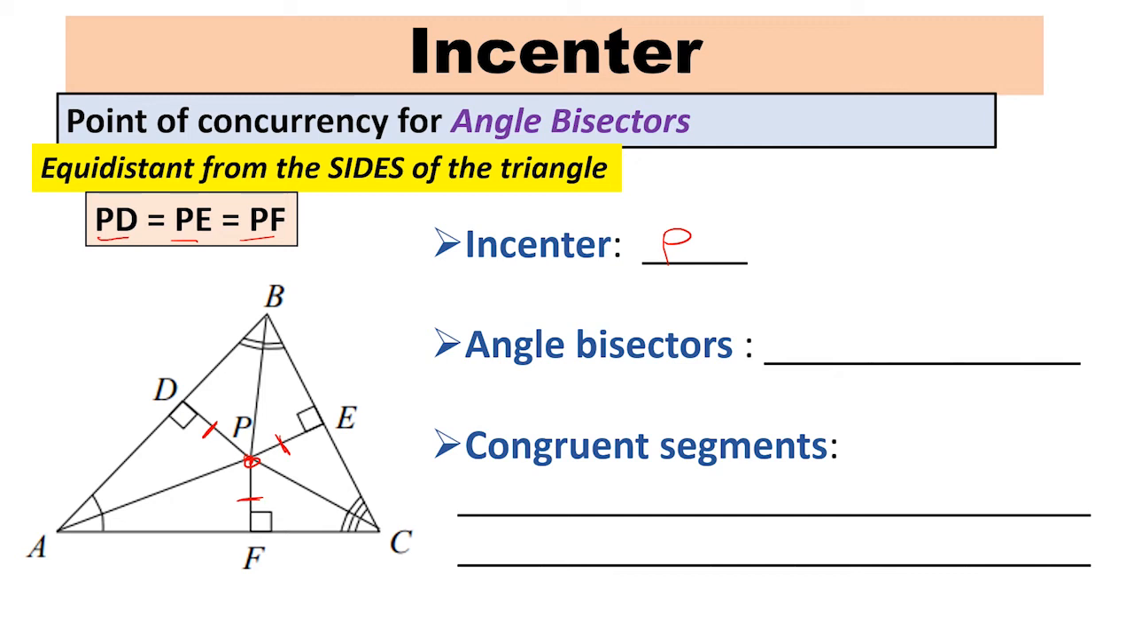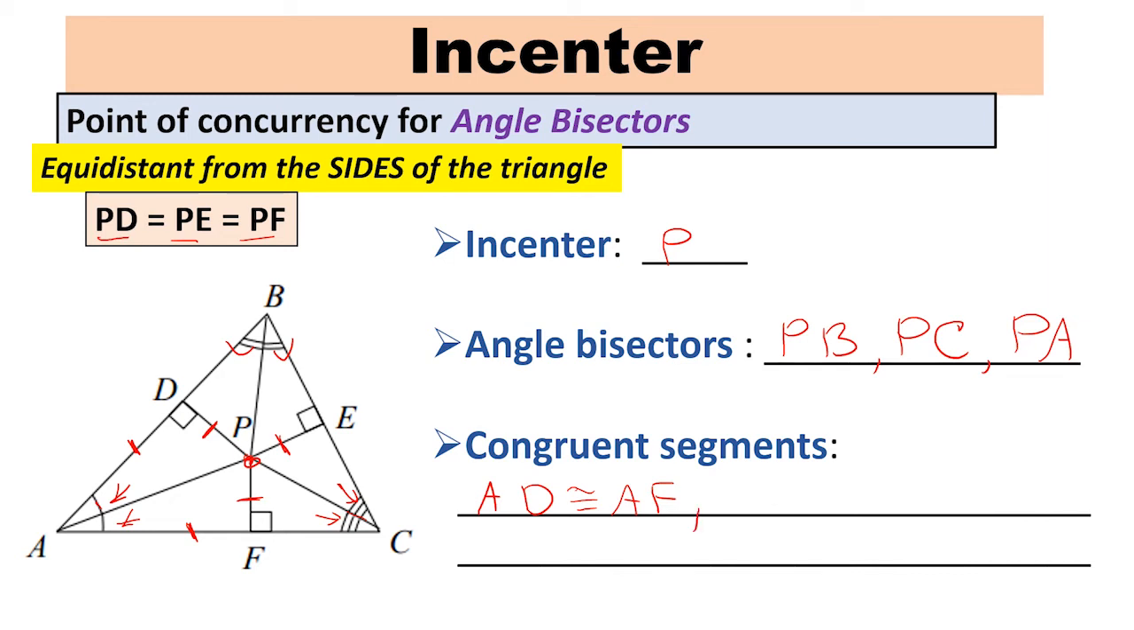Let's look at the angle bisectors, because it is the point of concurrency for angle bisectors. My angle bisectors here would be PB, PC, and PA. We know that because this is telling us that these angles are cut into two congruent angles, because we have these congruence marks here. Let's list some more of our congruent segments. We could say that AD is congruent to AF right here, because of the angle bisector theorem.